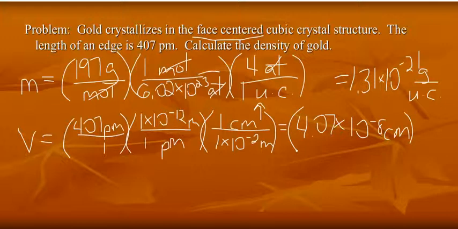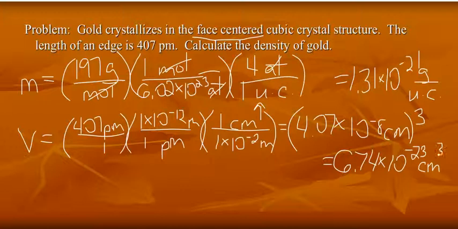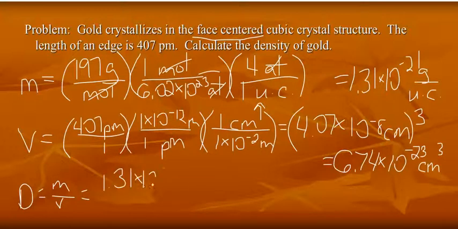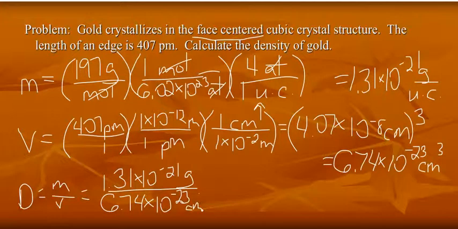To get the volume, I'm going to cube it. Length times width times height. So the volume of this cube, 6.74 times 10 to the negative 23rd centimeters cubed. Because if I want density, I want mass divided by volume, and the density units are normally grams per centimeter cubed. And so I just take the mass, which I found, divided by the volume, and I will get the density of gold.